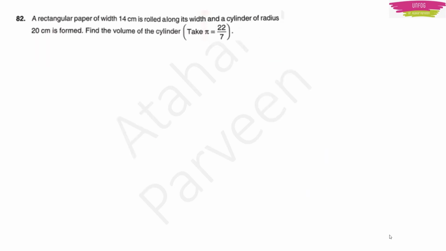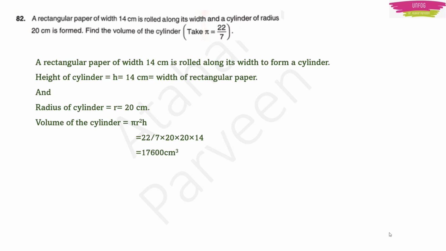Next question. A rectangular paper of width 14 cm is rolled along its width and a cylinder of radius 20 cm is formed. Find the volume of the cylinder. So a rectangular paper of width 14 cm is rolled along its width to form a cylinder. That's why the height of the cylinder will become 14 cm. Then the radius of this cylinder will be 20 cm. Then we know that the volume of the cylinder is pi r square h. Substitute the values, put pi equal to 22/7, r is 20 cm. So multiply 22/7 times 20 square, 20 into 20 into 14. Now you do some arithmetic, you will get the volume of the cylinder equal to 17,600 cm cube.